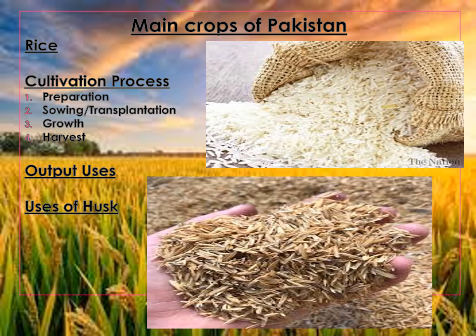If we talk about the output uses, rice grain is supplied to the mills for polishing and packing, and polished grain is supplied to domestic consumers and markets. Rice is the second largest staple food in Pakistan. If we talk about the uses of the husk, rice husk is used for animal fodder, making mud roofs, and is supplied to the factories for making cardboards. Even the uses of wheat husk are the same.